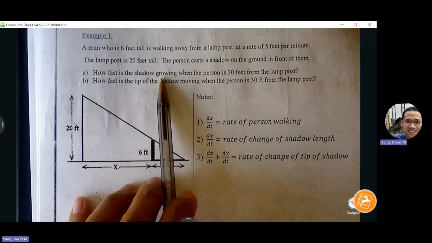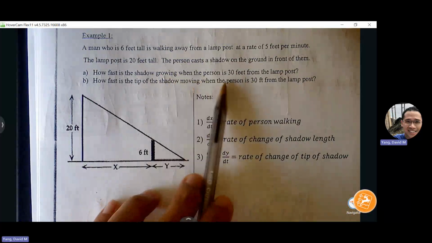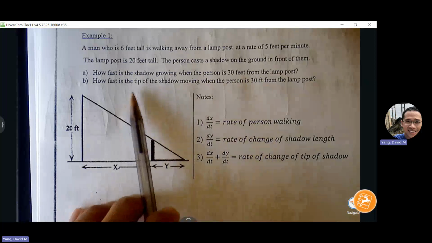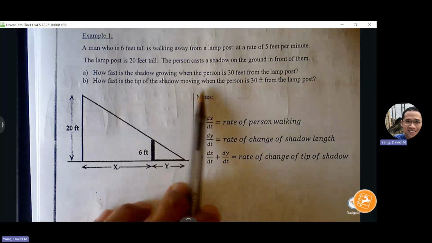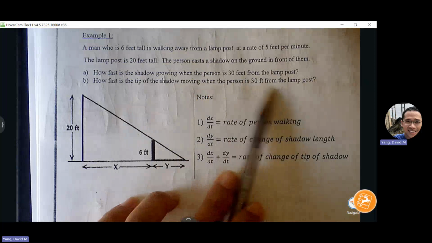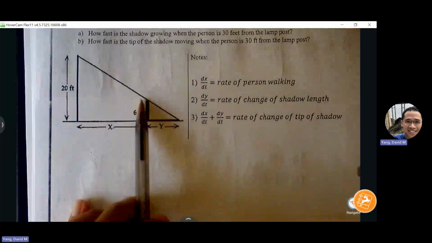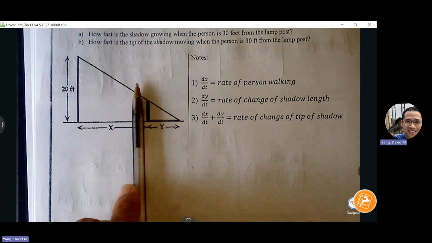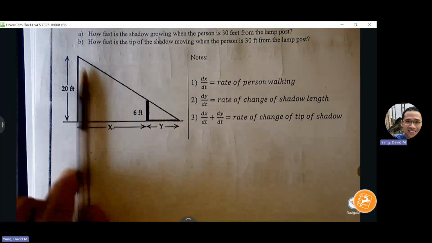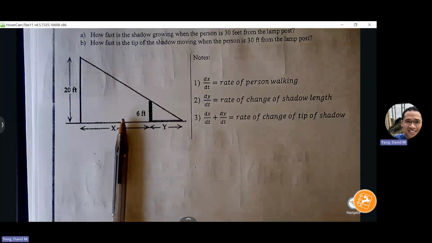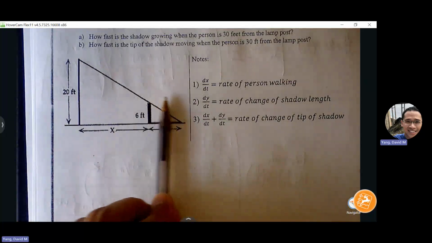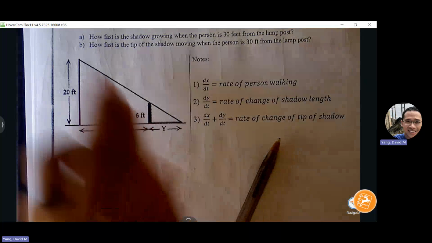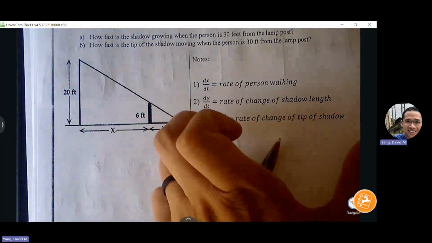How fast is the shadow growing when the person is 30 feet from the lamppost? And then part B, how fast is the tip of the shadow moving when the person is 30 feet from the lamppost? So I want you to visualize what's going on here. So this person moves towards the lamppost. His shadow is going to get smaller and smaller and smaller. Okay, as he moves further and further away from the lamppost, that shadow is going to get longer and longer.